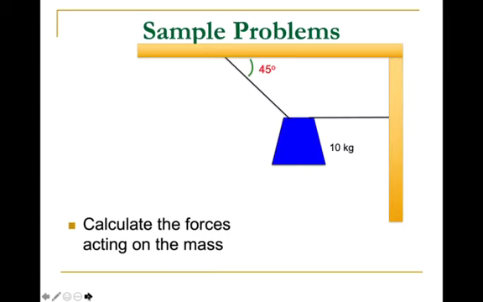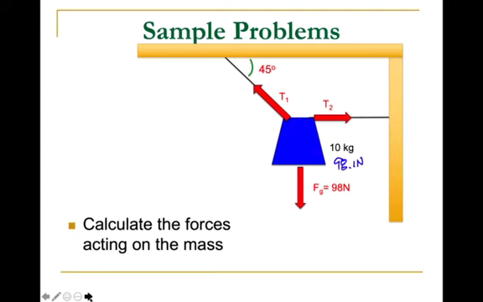What about this one? In this case, you've got a 10 kilogram mass. Again, the force of gravity on that one, that's easy to do, is 98.1 newtons. And you've got two ropes holding it in place. The question is, what are the forces acting on these? So we've got the 98 newtons I drew here. We've got the two tensions, T1 and T2.